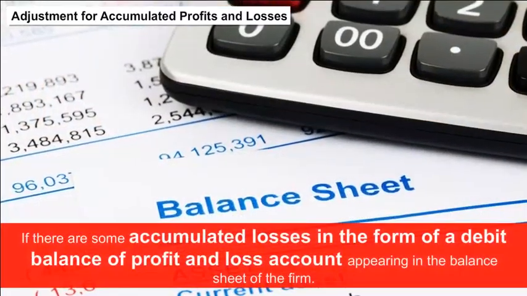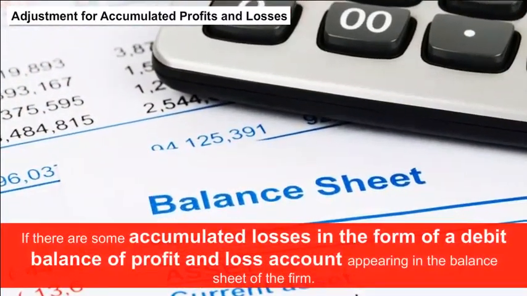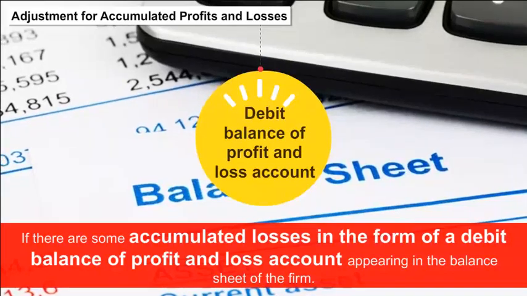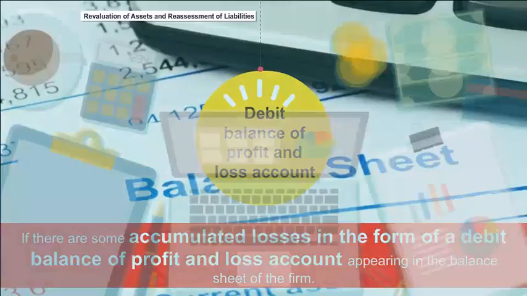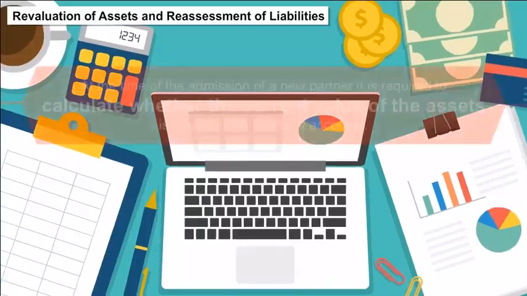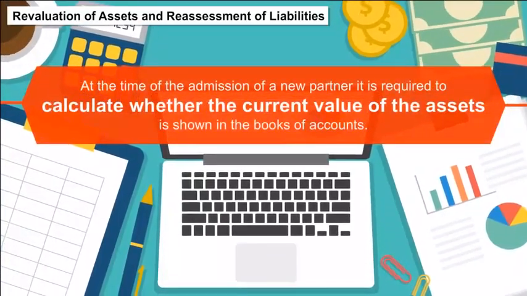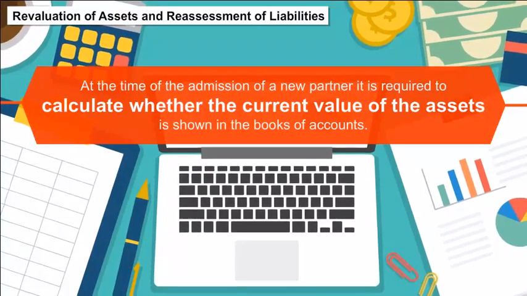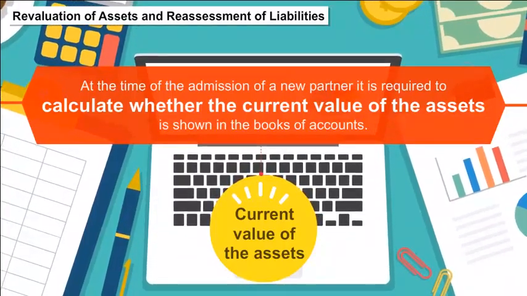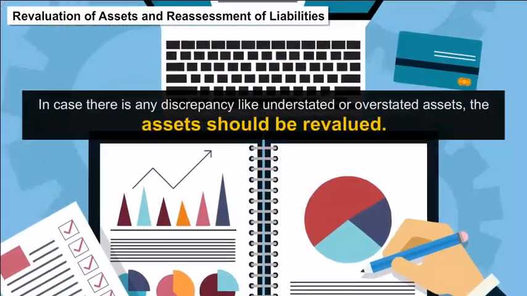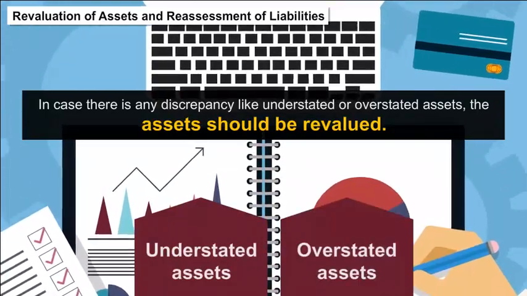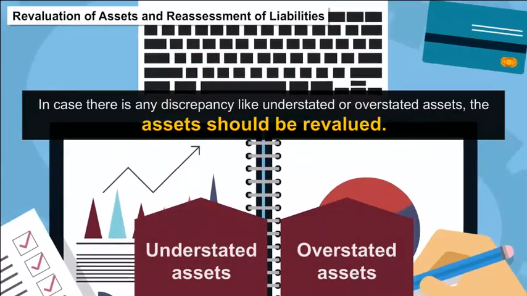And if there are some accumulated losses in the form of a debit balance of profit and loss account appearing in the balance sheet of the firm, they are also written off in the old ratio. Revaluation of assets and reassessment of liabilities. At the time of the admission of a new partner, it is required to calculate whether the current value of the assets is shown in the books of accounts. In case there is any discrepancy like understated or overstated assets, the assets should be revalued.